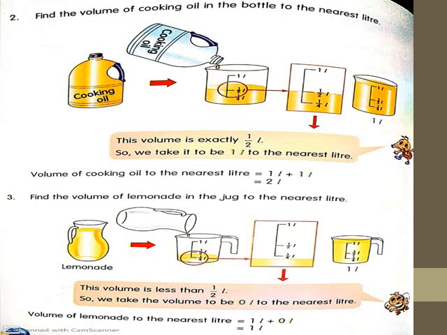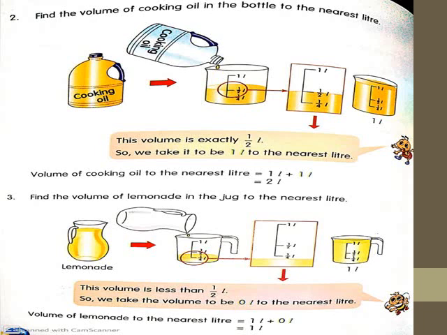So we'll say that the volume is exactly half liter, so we will consider it as 1 liter, because when we approximate to the nearest liter, we will consider exactly half or greater than half as a 1, or less than half we will consider it as 0. Same for question number 3. For the volume of lemonade jug, we took 1 liter as a full, and when we see that in the second beaker it is less than half, so we will consider it as a 0. So the lemonade will be considered as 1 liter.